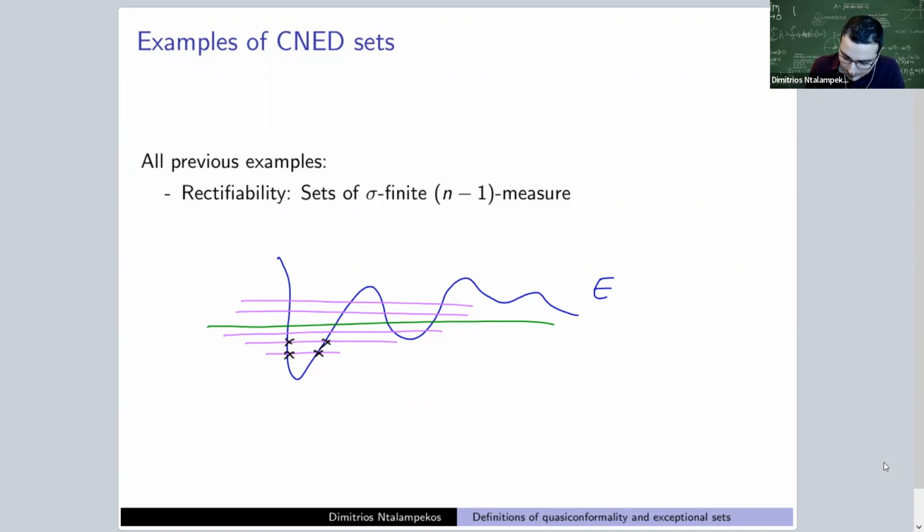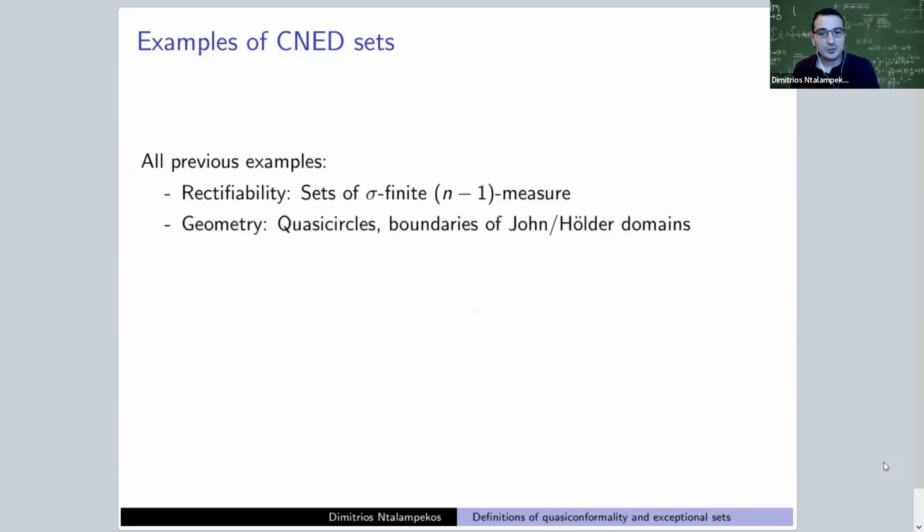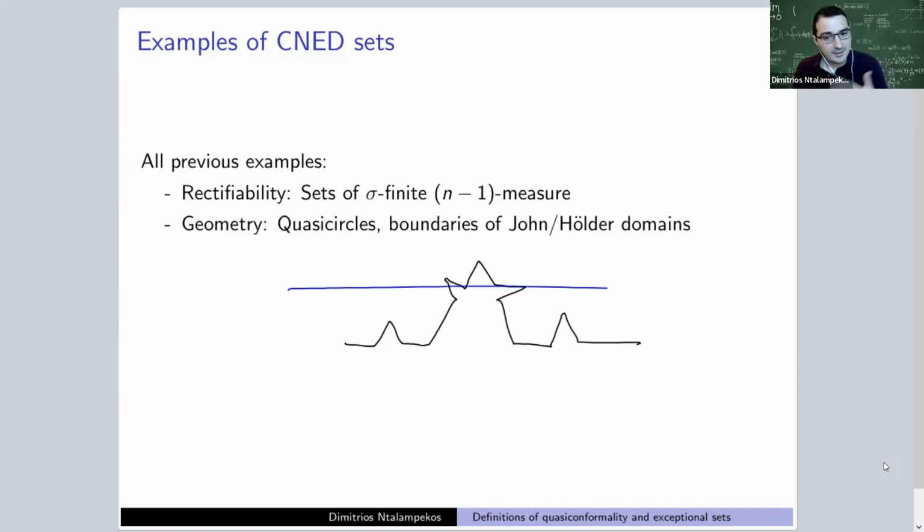Now, next, again, quasi-circles and boundaries of John and Hölder domains are also included in this new class of CNED sets. The argument here is much more complicated, but the idea is the same. For example, if you have the von Koch snowflake, okay, it's not a very good picture. And if you take a straight line, then it will intersect the von Koch snowflake at a Cantor set. But somehow you need to slightly alter the curve, modify it so that the intersection is countable or finite.